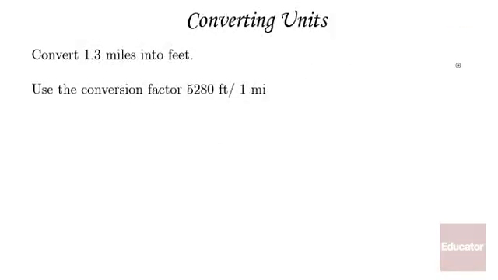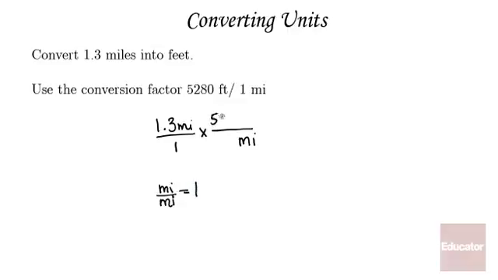Let's try converting some units. Convert 1.3 miles into feet. We're going to use the conversion factor of 5,280 feet in 1 mile. The way you set this up is as a ratio, 1.3 miles over 1. And we're going to put miles diagonal to the miles, because notice that when we multiply across, we're going to end up with miles over miles, which simplifies to 1. And so they will cancel.